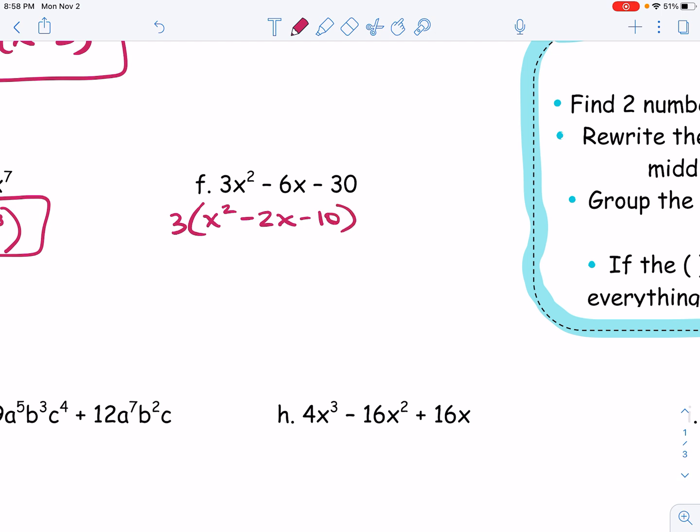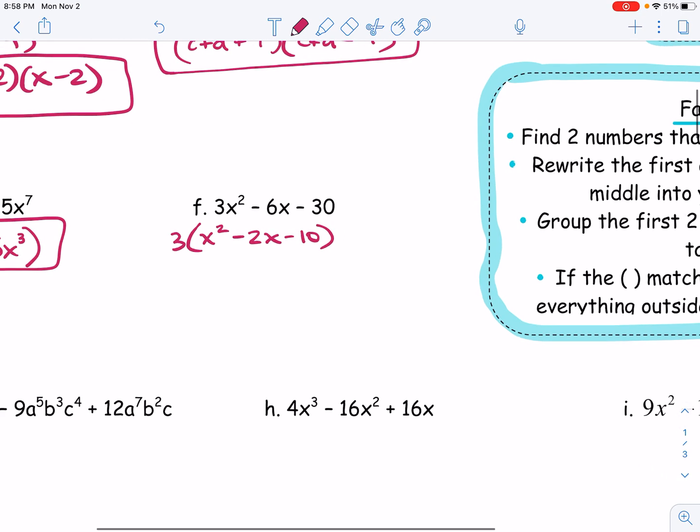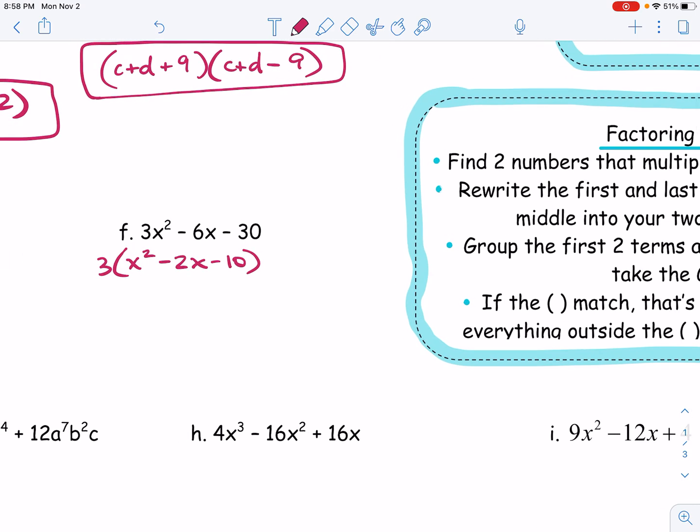Okay, and so I need to look inside those parentheses and see if I can factor it. So this one has an a value of 1. So do I have factors of negative 10 that add up to a negative 2? Well, factors of negative 10 could be 1 and 10 and 2 and 5. And there's no way that we can make one of those negative and get a sum of negative 2. So that inside is just not factorable.